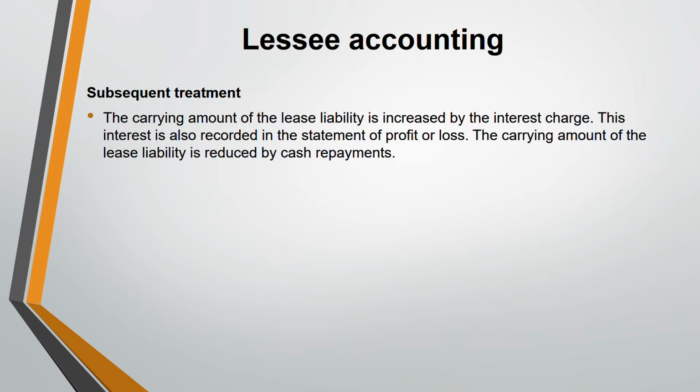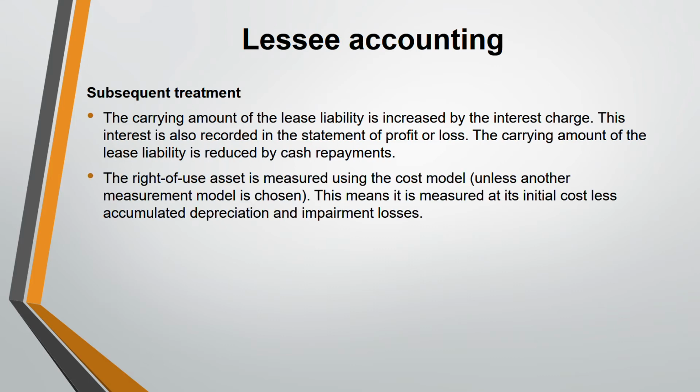And this interest is recorded in the statement of profit and loss because it's an expense. But if you are making any cash repayment to the lessor, it will be reduced from the carrying amount of the lease liability. That means you deduct it. So add interest, deduct cash payment from your lease liability, and find the carrying amount of lease liability. For right of use asset, initially you just measure it, but subsequently you have to find the depreciation also. You have to depreciate it.